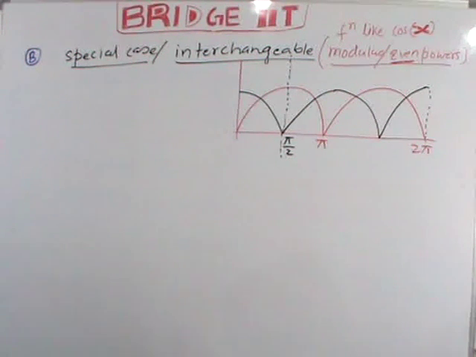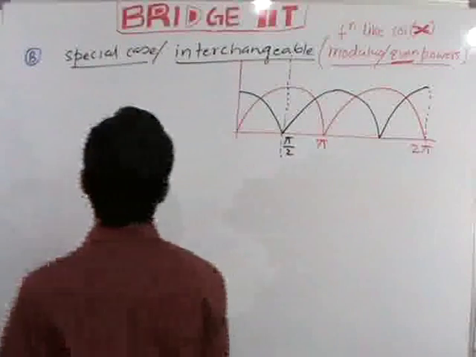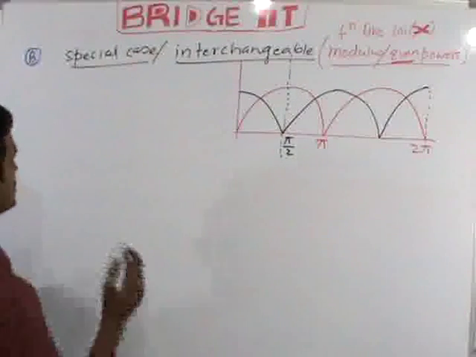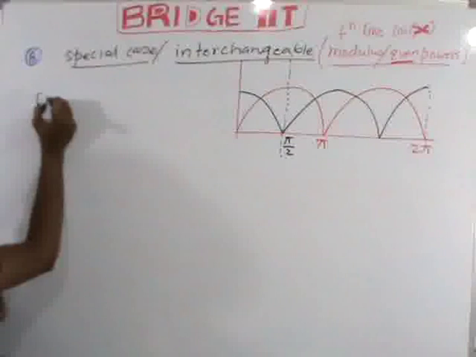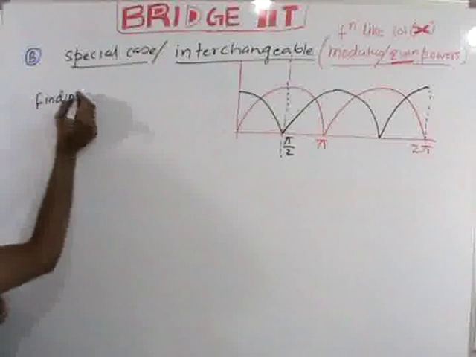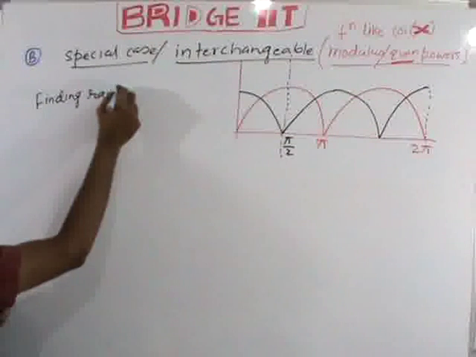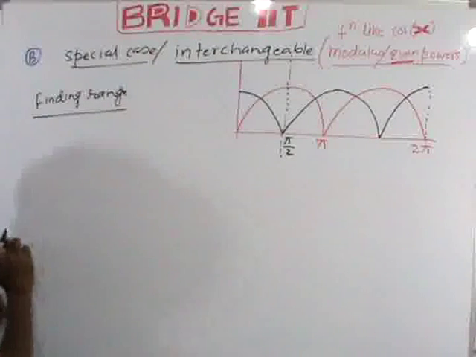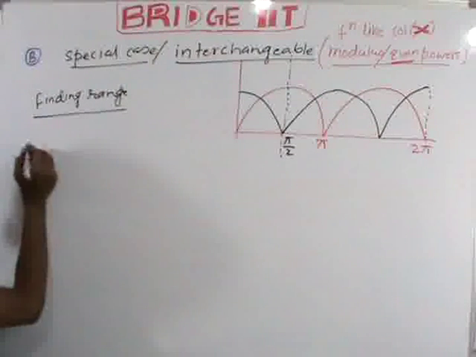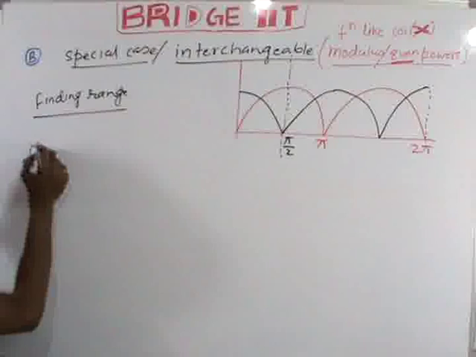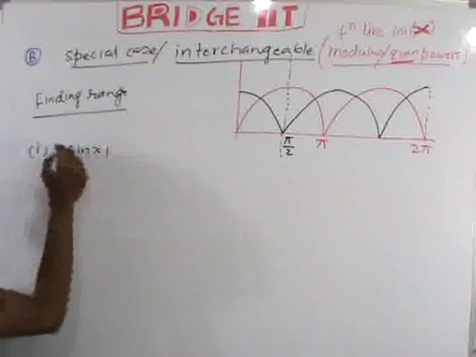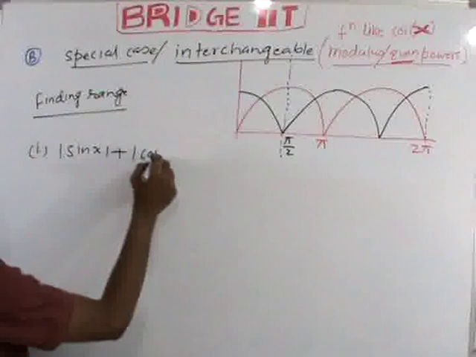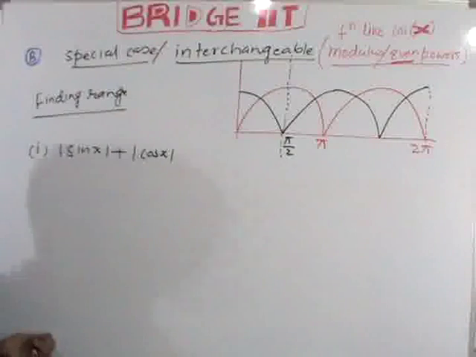Now we'll try to find out the range in case of these interchangeable functions. So, finding range. Question number 1. Find the range of modulus of sin x plus modulus of cos x.